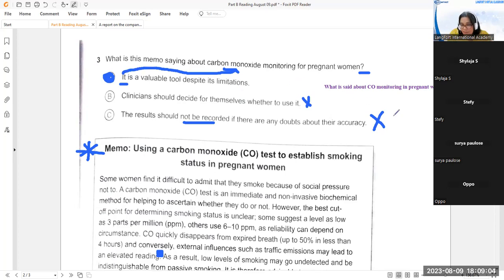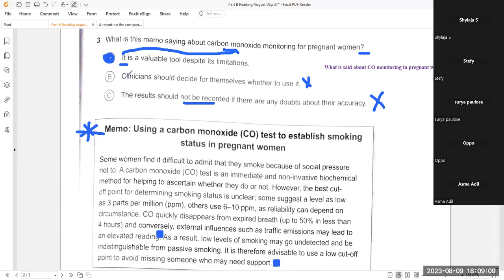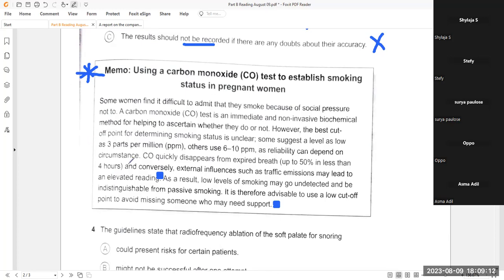Surya, Anu, Sefi, Shailaja, others, Asma, did I clarify myself clearly here? Yes, ma'am. It's not easy to understand this text step. Please go through it later.